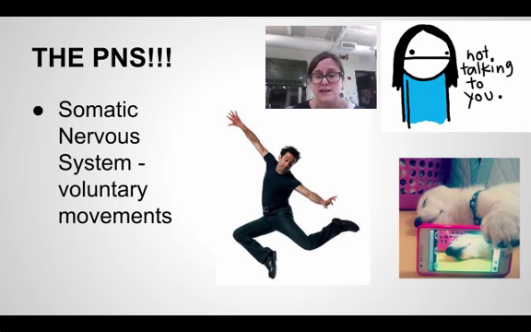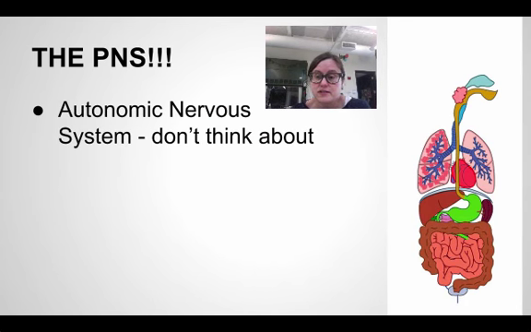So talking or smiling or dancing or taking a selfie, something that you decide to do. And then you have the autonomic nervous system, which is full of nerves that don't need your conscious control. They are things you don't think about. It controls digestion and your heartbeat and anything that just happens automatically.